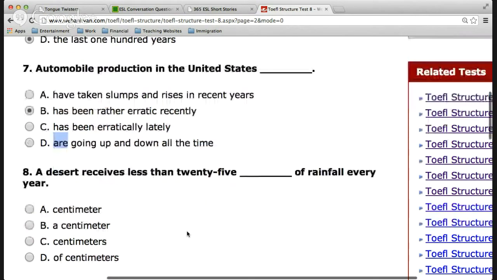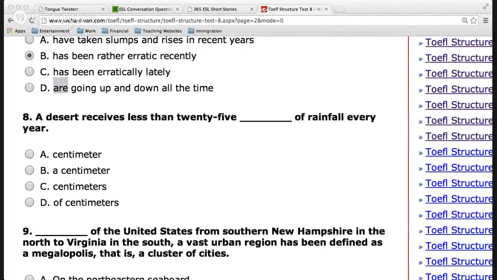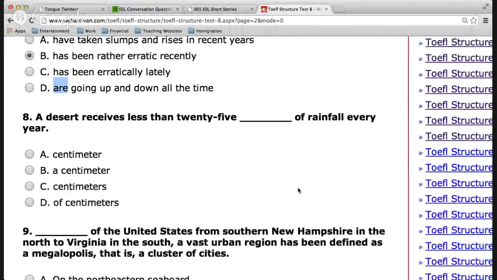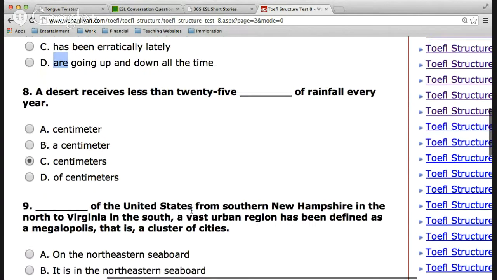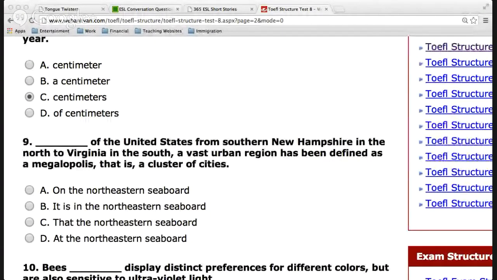Let's go to number 8. Let's see here. Amparo. A desert. A desert. Two S's would be desert. It's almost a confusion. A desert receives less than 25 centimeters of rainfall every year. Okay, what do you guys think? A desert receives less than 25 centimeters of rainfall every year. Yes, it's correct. What do you think, Nuriel? Okay, good. Yeah, C, correct. Awesome. Yes, because 25 there is an adjective, right? That's why there's an S.